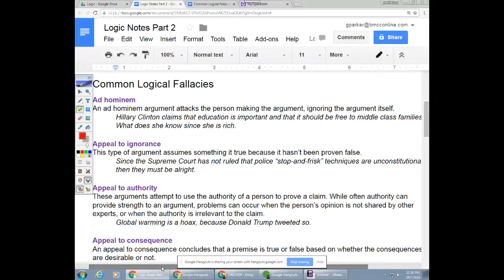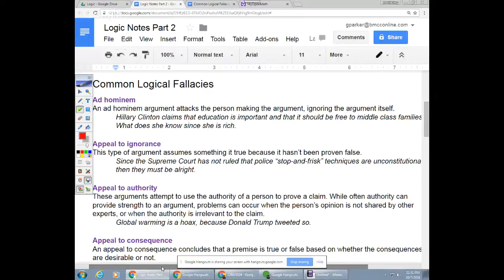Appeal to ignorance. Just because something hasn't been proven yet doesn't mean it's true or false. So, "Since the Supreme Court has not ruled that the police stop and frisk techniques are unconstitutional, then they must be all right." Well, just because the case hasn't gotten to the Supreme Court yet doesn't mean what's happening is all right.